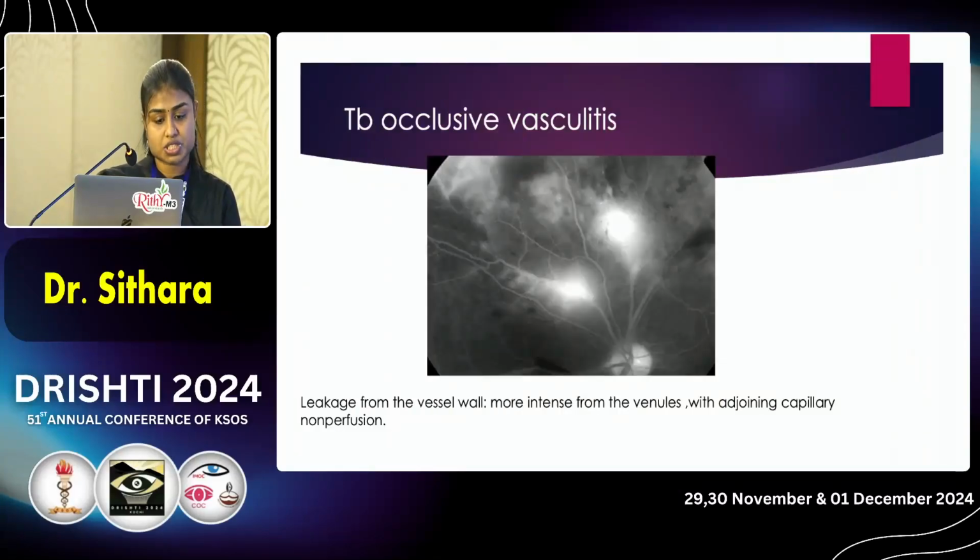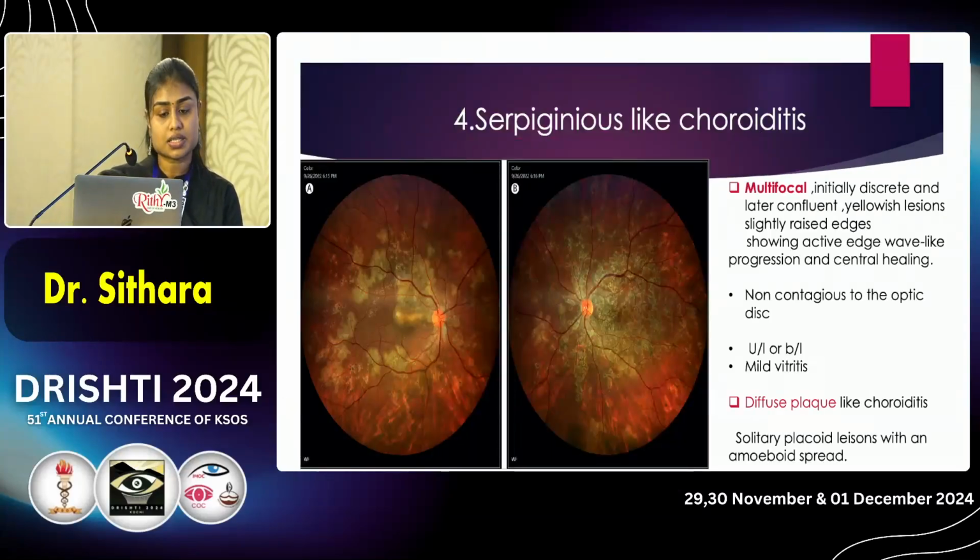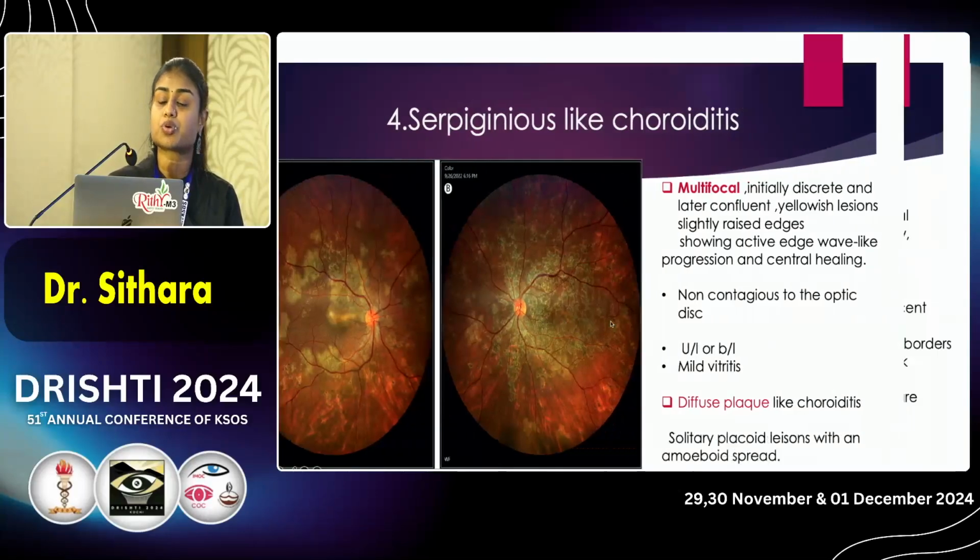This is a fundus picture showing leakage from the vessel wall, more intense from the venules, and adjoining capillary non-perfusion. The other picture would be serpiginous-like choroiditis, which can be multifocal and a diffuse plaque-like choroiditis. Multifocal is initially a discrete, later confluent yellowish lesion with slightly raised edges, showing an active edge, a wave-like progression and a central healing.